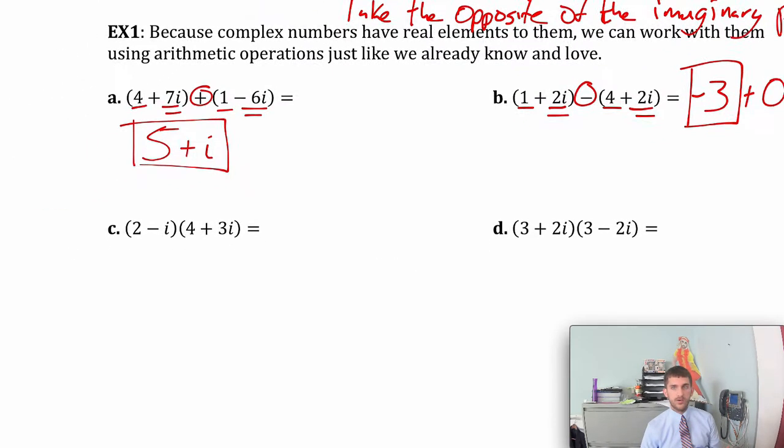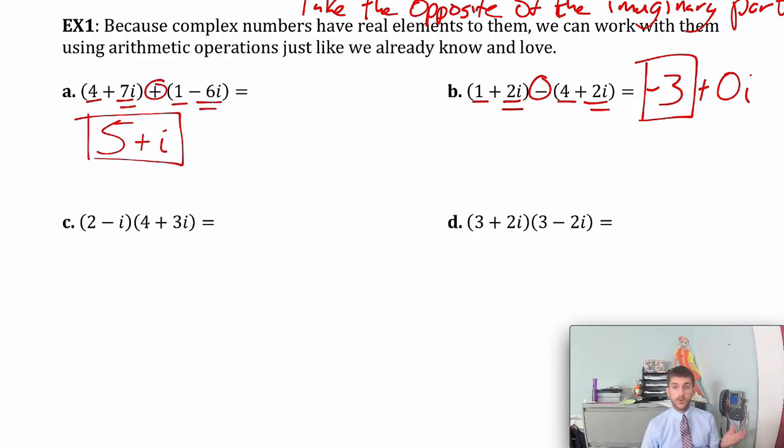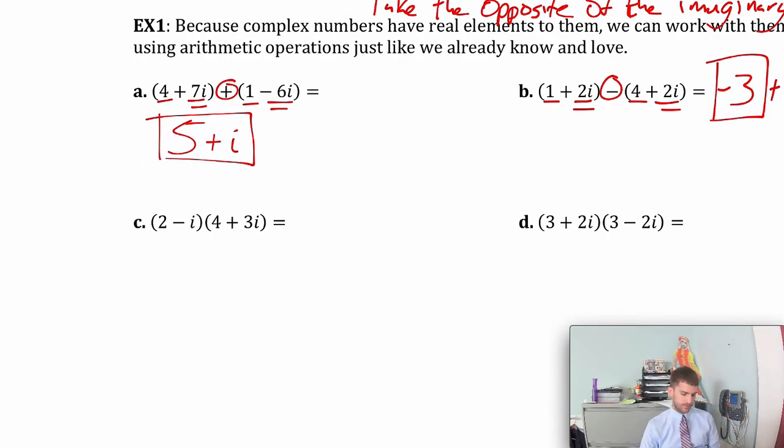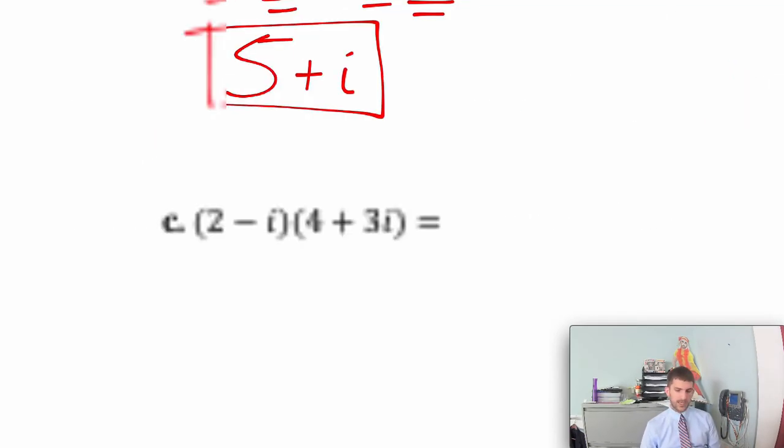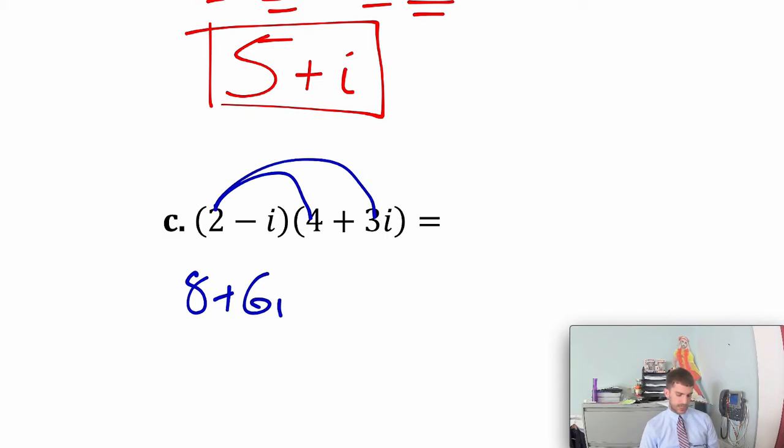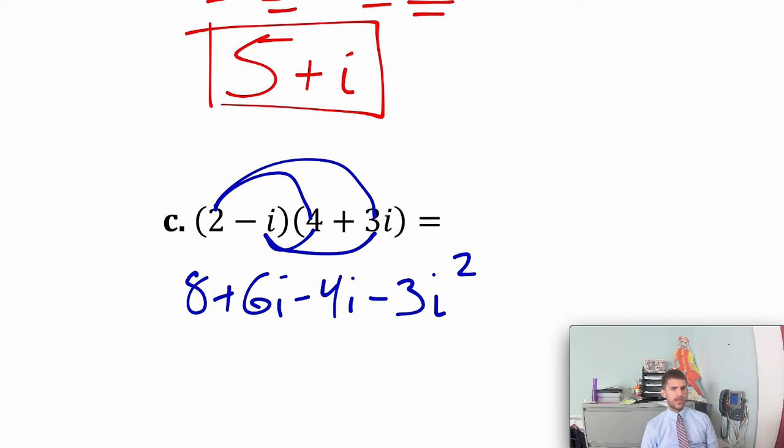Now, for multiplication, we're going to do what we've done with binomial expressions, where we got a real part times a real part, but then we're going to have to do a real part times an imaginary part. Here's what I'm talking about. We're going to distribute. So 2 minus i times 4 plus 3i. We're going to take 2 times 4 and get 8. We're going to do 2 times 3i, which gives us 6i. We got negative i times 4, which is negative 4i. And negative i times 3i gives us negative 3i squared. We're going to have to think about the i squared in just a second.